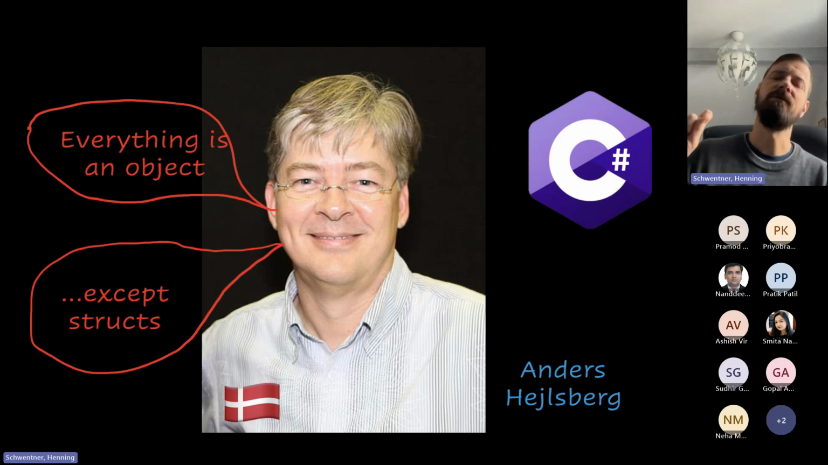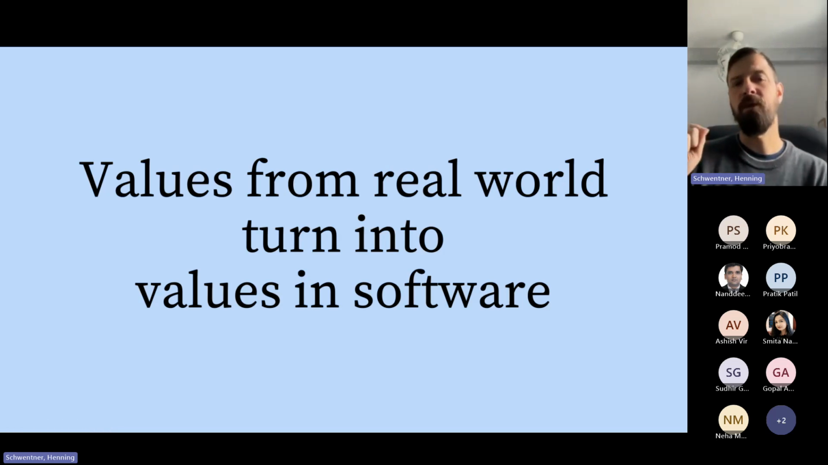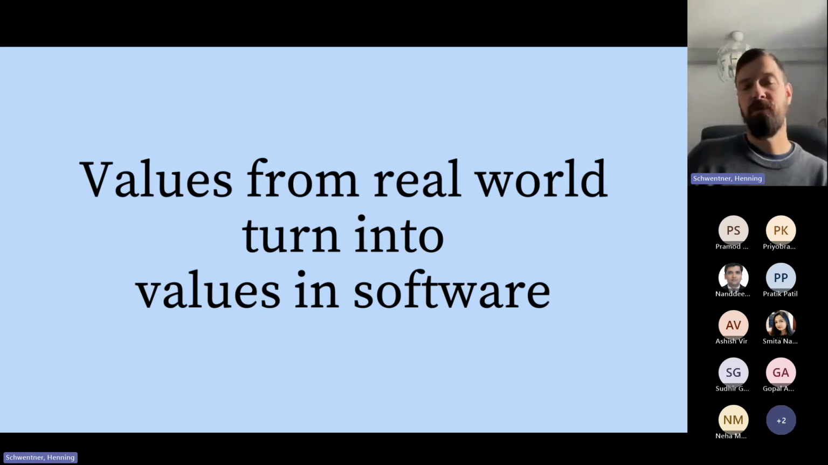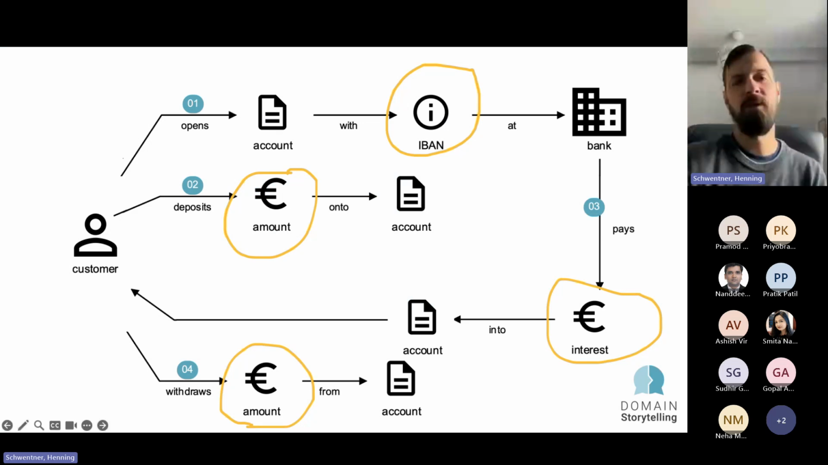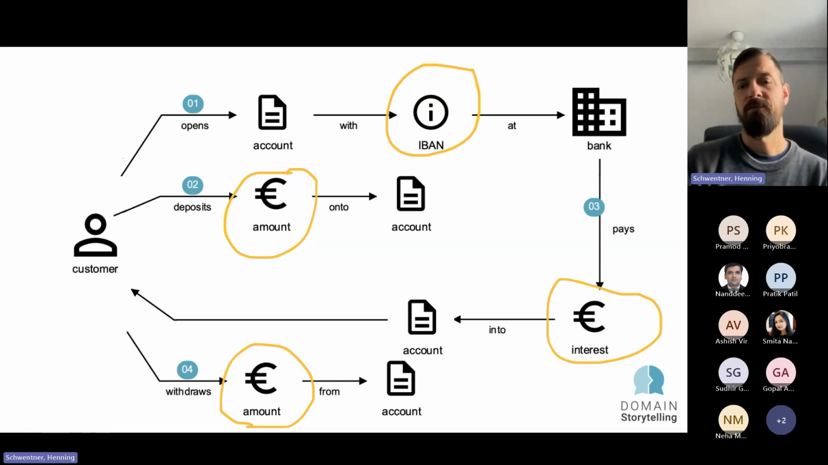Structs, they are value types, right? So we have reference types and value types, and structs, they are not objects in the sense of they are things. So we get a third rule of thumb here, and that is we want to take the values from the real world and turn them into values in software as well. And that's why we want to have values as first-class citizens in the programming language, not only objects and methods. We also want to have values. So we want to take the IBAN and the amount and the interest and turn them into types, but not into object types, but into value types. Okay.